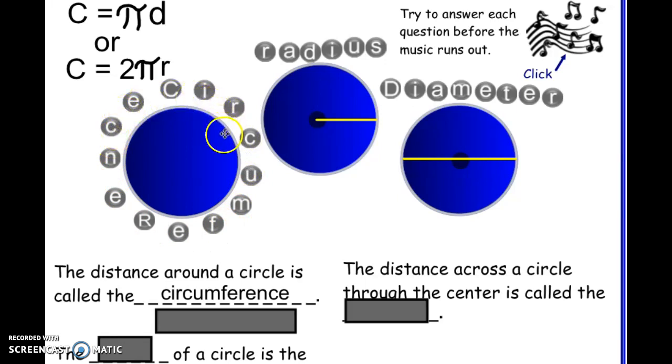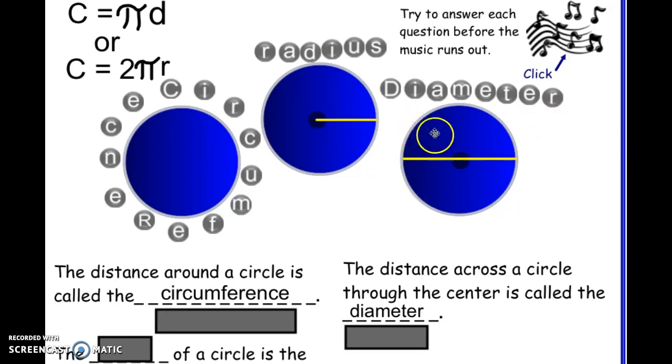And how you find circumference is you take the diameter, which is right here. Diameter is a line that goes through the whole circle through the center. Now the center is really important. It has to go through the center. It can't be a line up here. It can't be a line over here. It has to go straight through the center all the way across. It's called the diameter. So to find circumference, all you have to do is do diameter times pi.